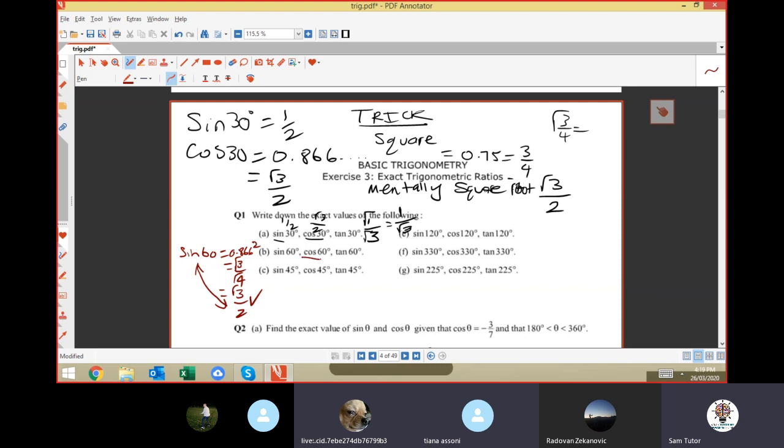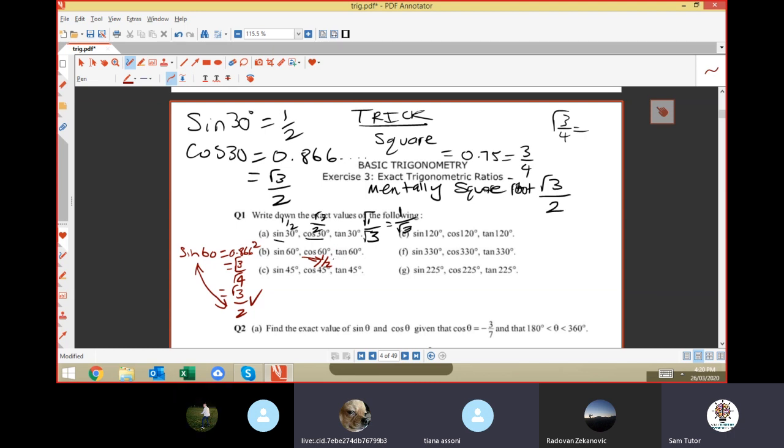Cos 60. Plug it into our calculator. What does it say straight away? 0.5. Well, that's just half without doing much more work. So cos 60 is easy. That's just a half. You don't need to do anything to that. So if it gives it to you exact straight away, then you'll just leave it the way you see it.